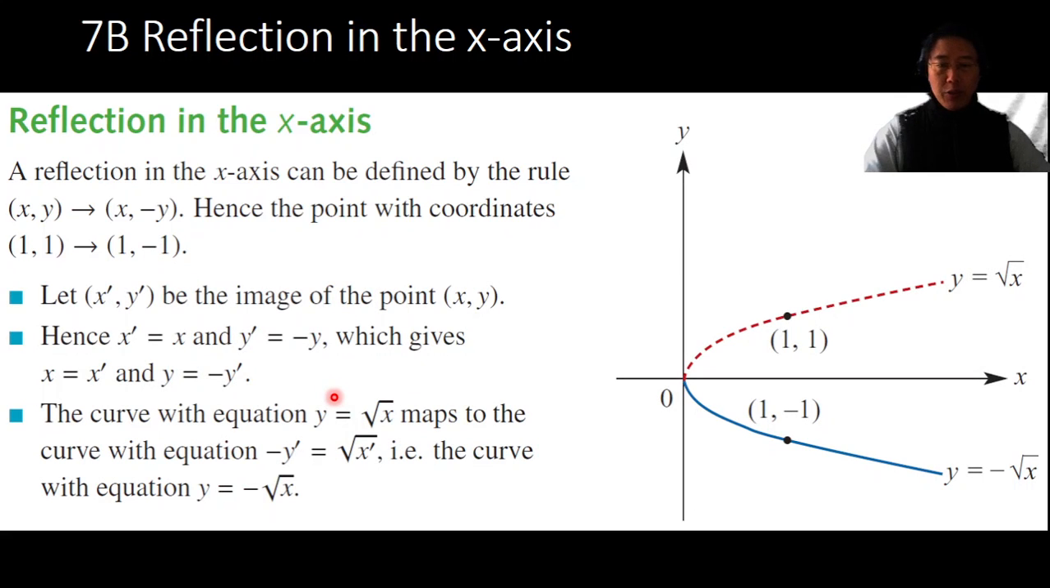Again, we use the same y equals square root of x. Using the mapping relations and making x and y the subject, we end up with negative y prime equals square root of x prime. You make y prime the subject, and then in the final equation you just remove the dashes. So you end up with y equals negative square root of x, which is the blue curve underneath. And notice, as you do a reflection in the x-axis, it's a mirror image downwards.